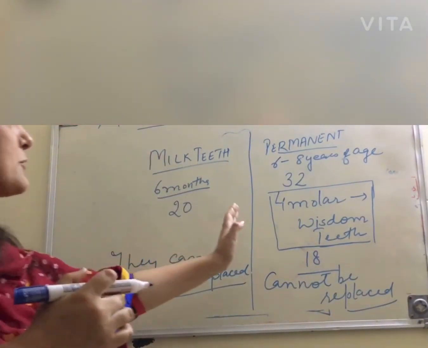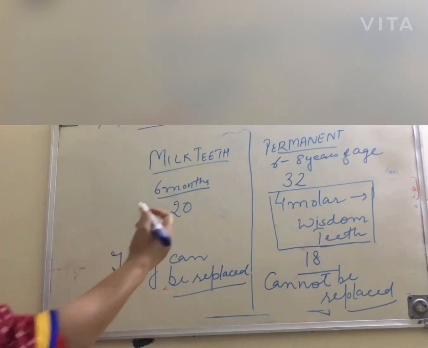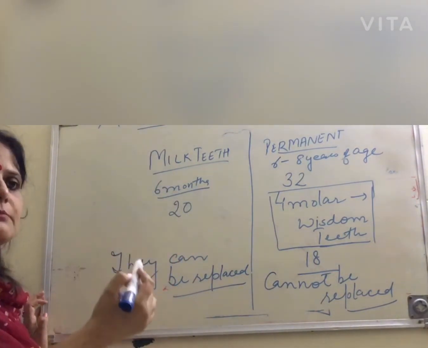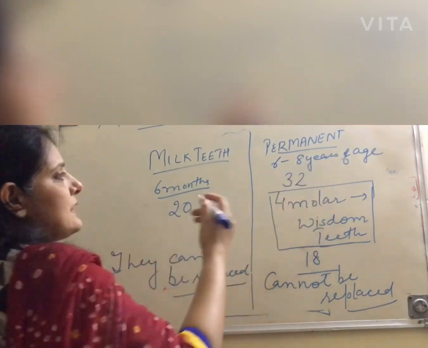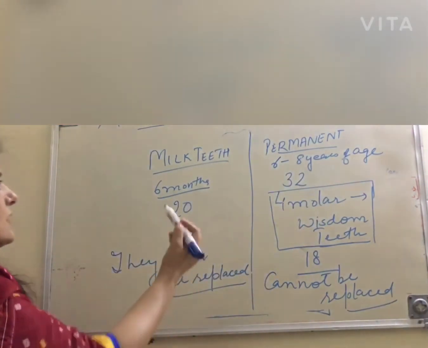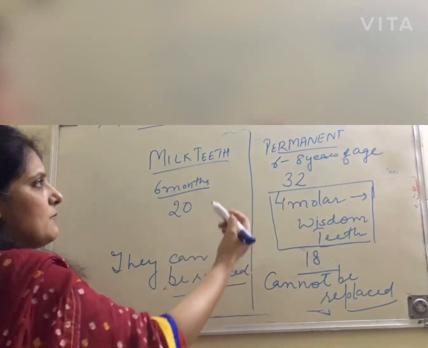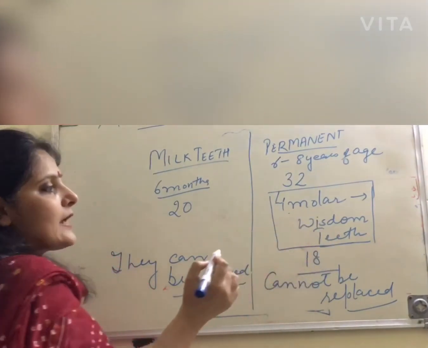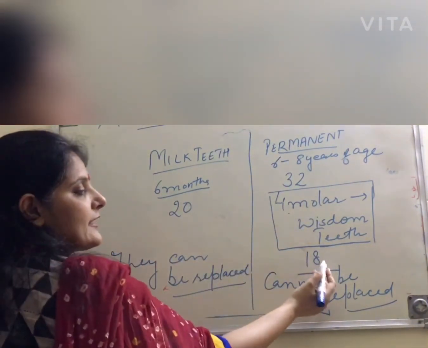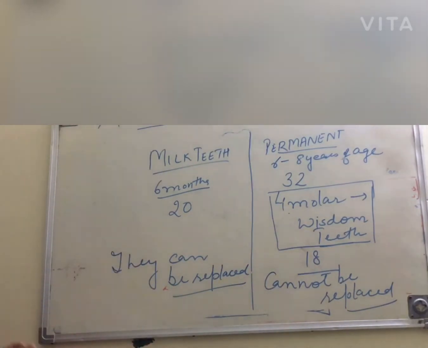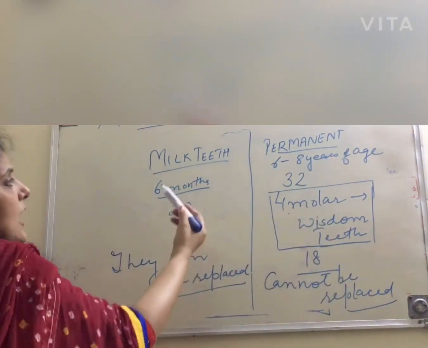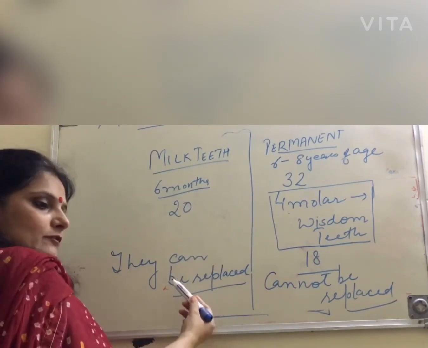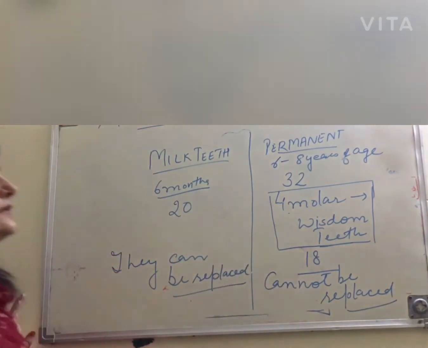So when we talk about the difference between milk teeth and permanent teeth: milk teeth start appearing at the age of 6 months, and permanent teeth appear at the age of 6 to 8 years. The total number of milk teeth is 20. Permanent teeth are 32. Out of these 32, 4 molars are known as wisdom teeth, and they appear after the age of 18, when a person becomes an adult. Milk teeth can be replaced once they fall off, whereas permanent teeth cannot be replaced.